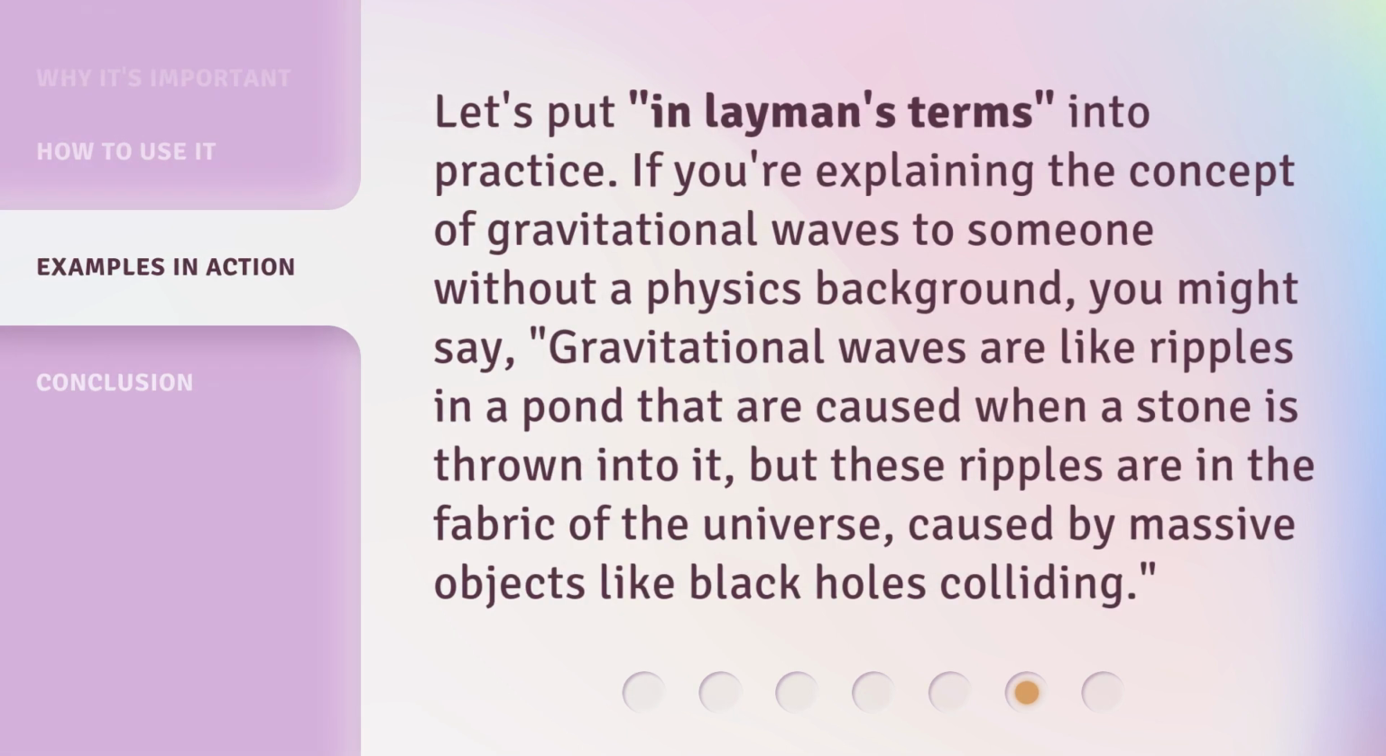Let's put in layman's terms into practice. If you're explaining the concept of gravitational waves to someone without a physics background, you might say, gravitational waves are like ripples in a pond that are caused when a stone is thrown into it. But these ripples are in the fabric of the universe, caused by massive objects like black holes colliding.